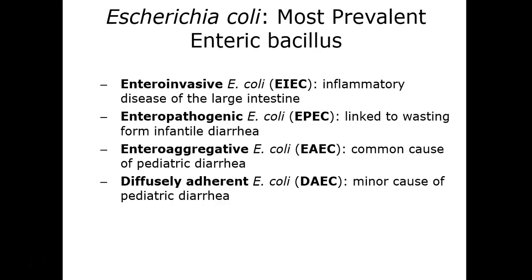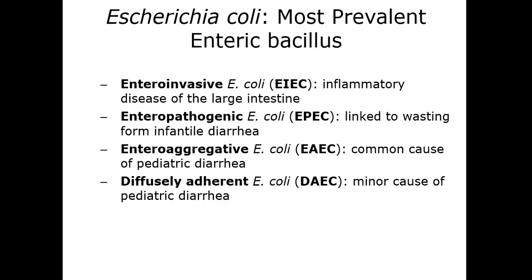We have the enteroinvasive, which causes inflammation in the large intestine. Enteropathogenic is linked for infants in a wasting disease, meaning where they basically just start to lose weight and body mass. The enteroaggressive form is the common cause of pediatric diarrhea. And then we also have what's known as the diffusely adherent E. coli or DAEC, and these are a very minor cause of pediatric diarrhea.